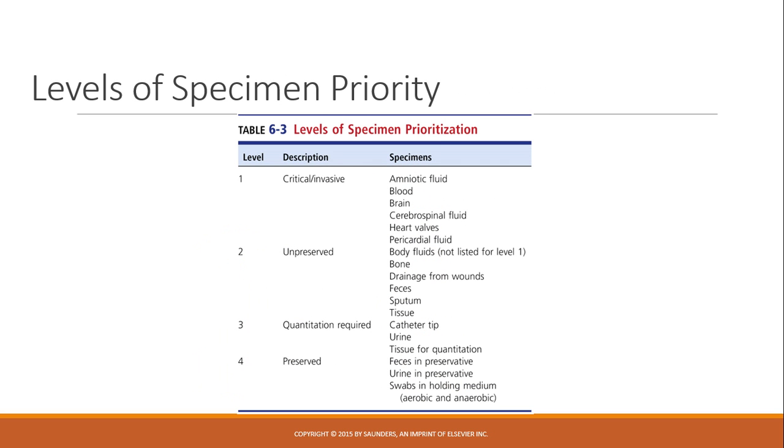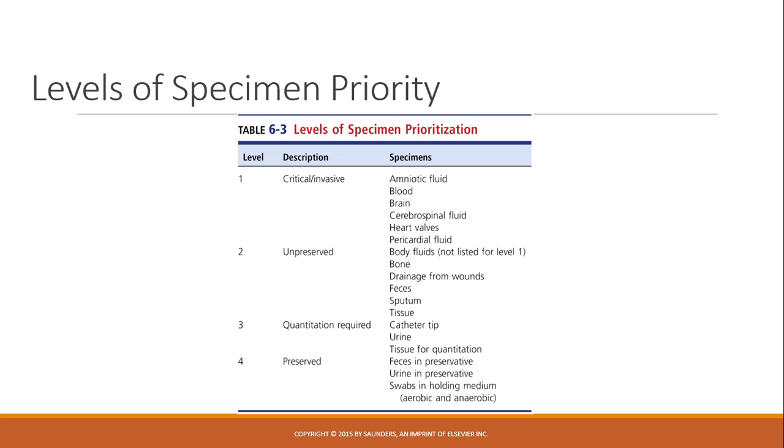Okay, levels of specimen priority. When you're a microbiologist, you'll have specimens coming from all different places. There are different types, and so it's important for us to prioritize our work. We need to get the most critical, invasive samples processed immediately, and then let those other types of samples that are more routine and preserved and not critical for the patient, let those sit and get to those when you have the chance to do that.